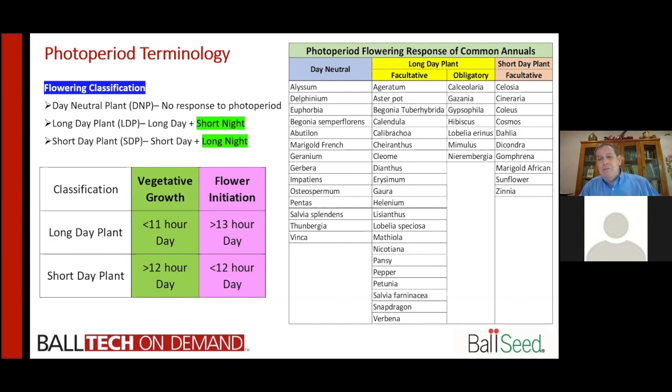Now, sometimes you see a terminology, I'll just throw it out there, facultative, obligatory. What that means is facultative is they will flower faster under long days, but eventually they're going to flower. Obligatory means that they absolutely have to have that photoperiod to flower. So if they're not absolutely long, they will not flower. The same with short days. There's facultative and obligatory.